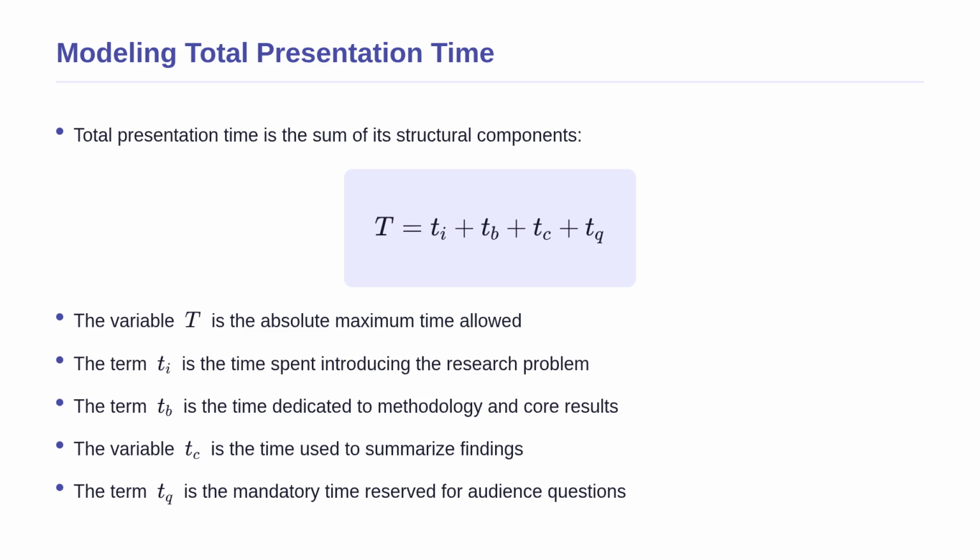The other variables represent the structural components. T sub I is your introduction time, T sub B is for your methodology and results, T sub C is your summary time, and T sub Q is the mandatory question time. If your methodology takes too long, you must decrease your introduction or summary to keep the total time constant.